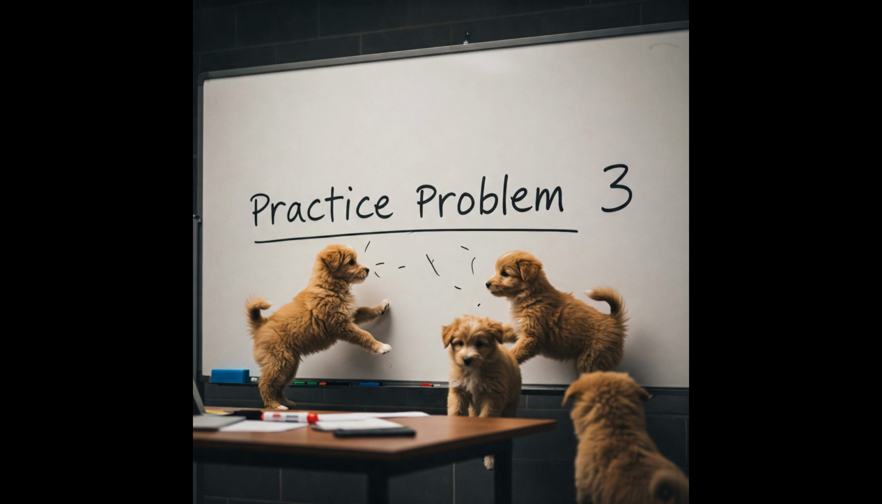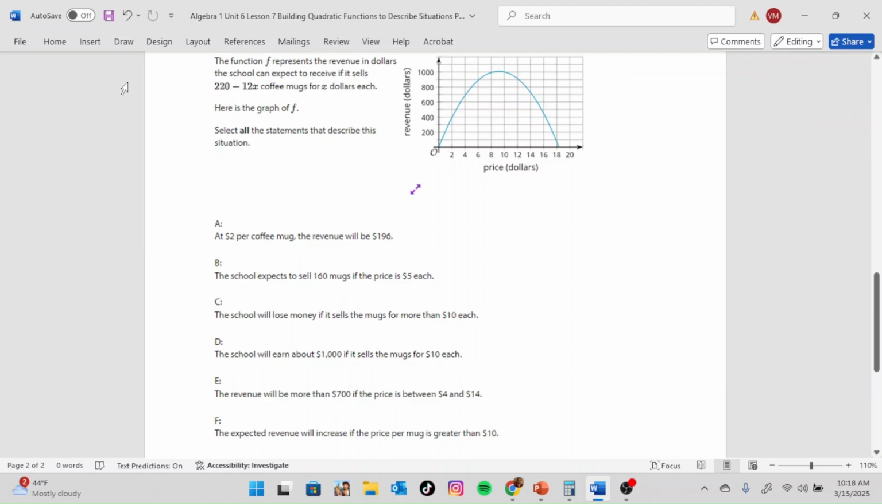Our last practice problem says the function f represents the revenue in dollars the school can expect to receive if it sells 220 minus 12x coffee mugs for x dollars each. Here is the graph of f. Select all the statements that describe this situation.